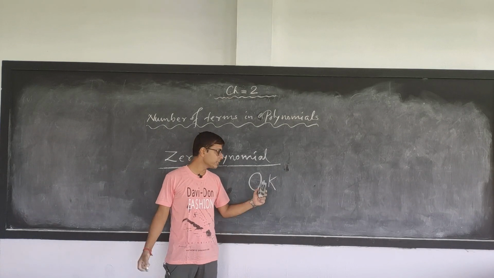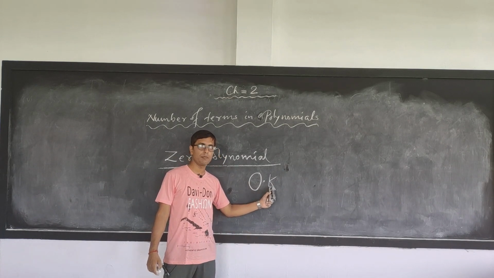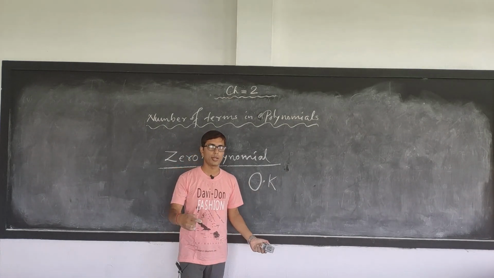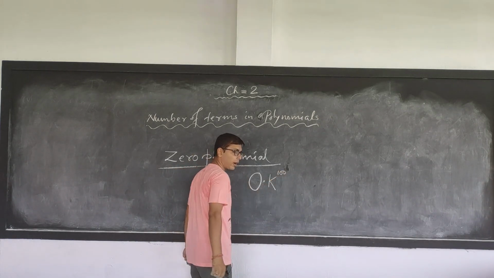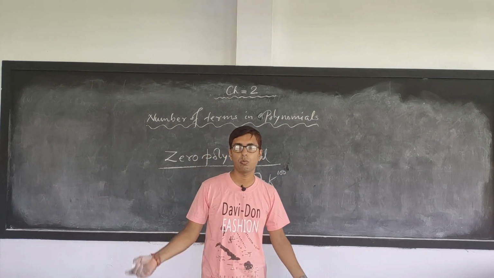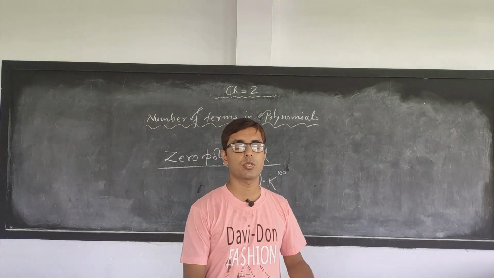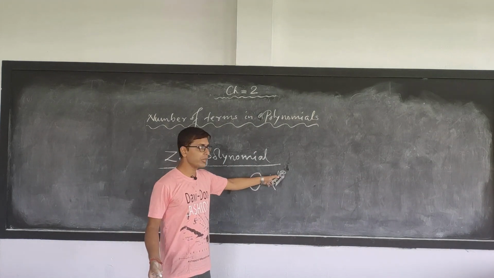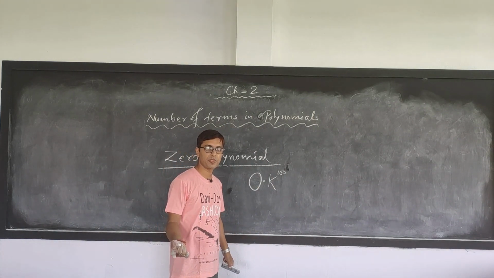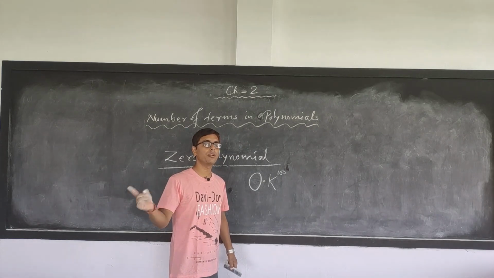It may be anything. Since this is 0, 0 is multiplied with the variable, it will give ultimately 0, and whatever power it can be, it can have power 100, it can have power 1000, it can have power 5 lakhs, 1 lakh, 2 lakhs, whatever it can have. All right, so its power is not defined. Clear? Degree is not defined.